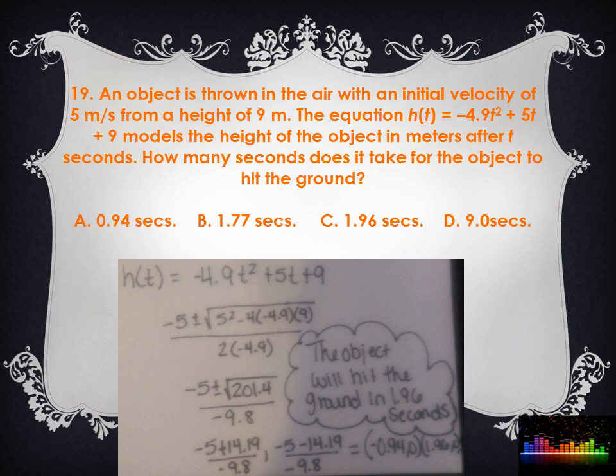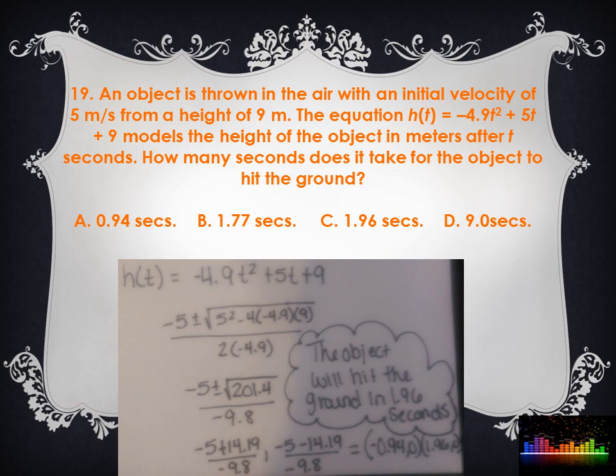So we can use the quadratic formula, which is negative b plus or minus square root b squared minus 4ac all over 2a. We can take our a, b, and c values and put them into our formula. So a is negative 4.9, b is 5, and c is 9. So we get the top formula, which is negative 5 plus or minus square root 5 squared minus 4 times negative 4.9 times 9 all over 2 times negative 4.9.